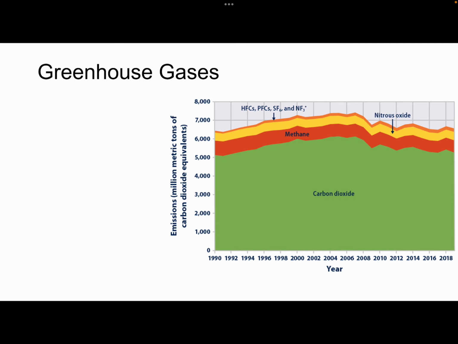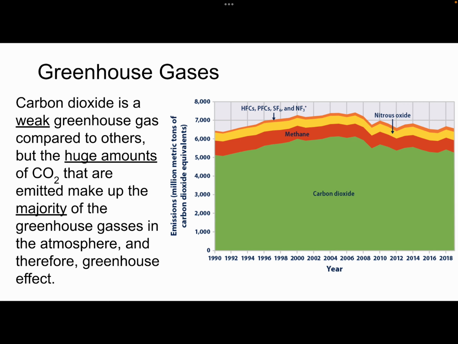Okay, so if you notice in this picture, here are different greenhouse gases, and the majority of the greenhouse gases are carbon dioxide. We have some methane, some nitrous oxide, and other gases, but the majority of it is carbon dioxide. We release a lot of carbon dioxide into the atmosphere through the combustion of fossil fuels. So carbon dioxide is not a strong greenhouse gas. It's actually a pretty weak gas, but it's just the immense amount of carbon dioxide that makes up the majority of those greenhouse gases, or that greenhouse effect that we see.